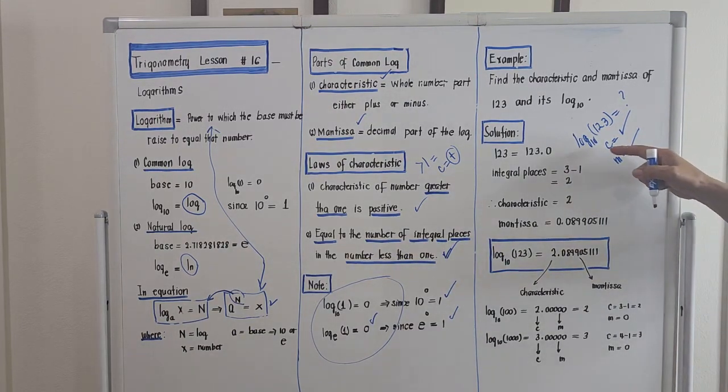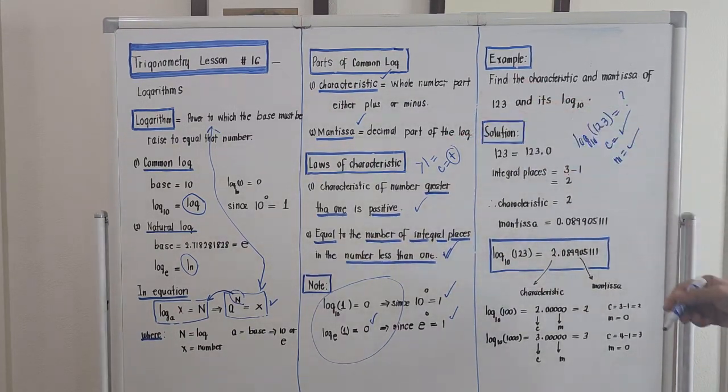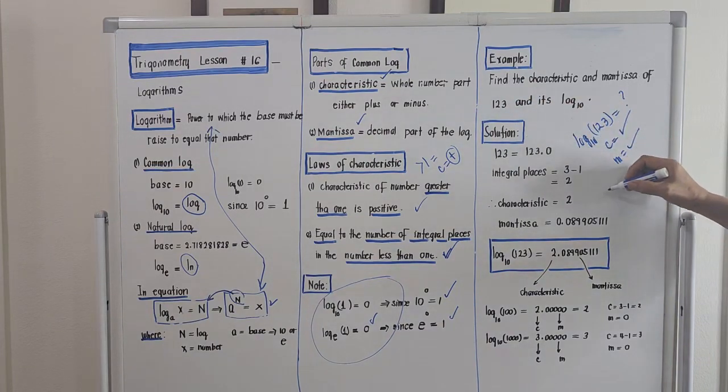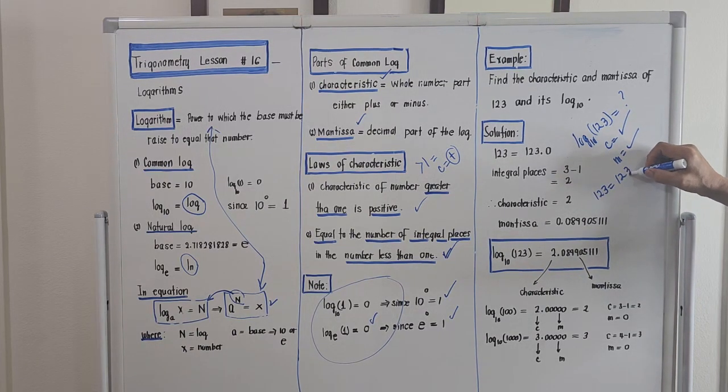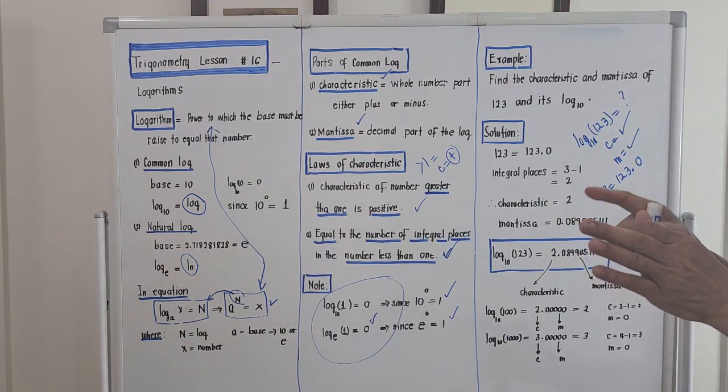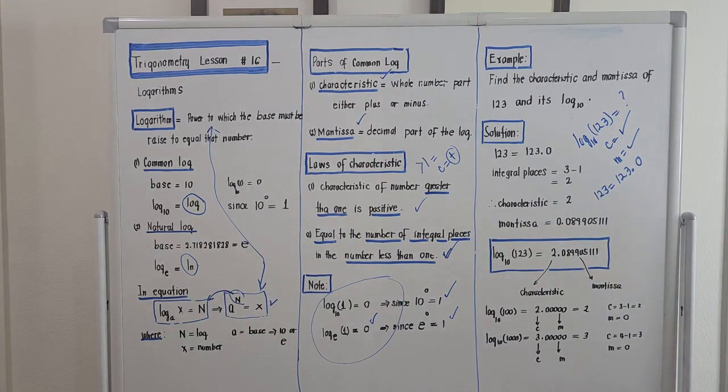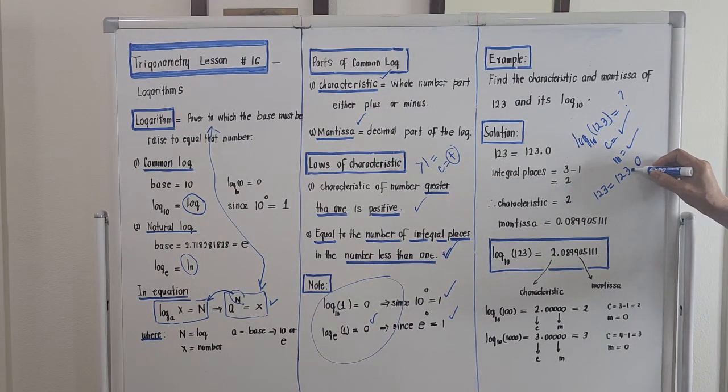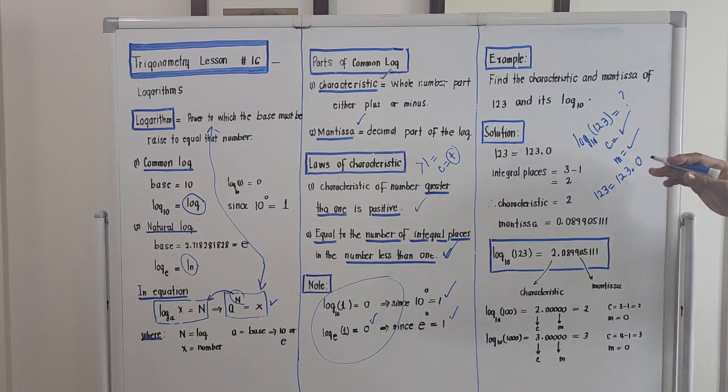For the characteristic, even without using the calculator, I could bring it out. 123 can be written as 123.0, because the reference point is the decimal point, right? 123 can be written as 123.0. So starting from the decimal point, count the number of places to the left.